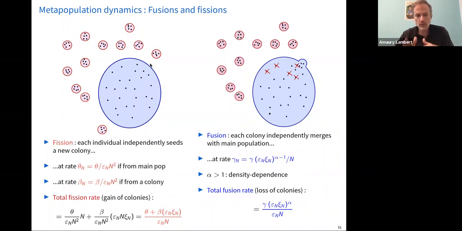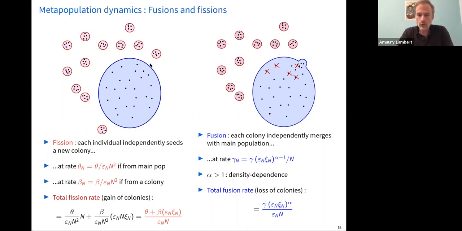As for fission, each individual independently seeds a new colony, and the rate will be of the order of 1 over epsilon n squared. You will see y, with a multiplying factor which depends on whether the individual comes from a colony or from the main population. But if you want, you can take them equal.